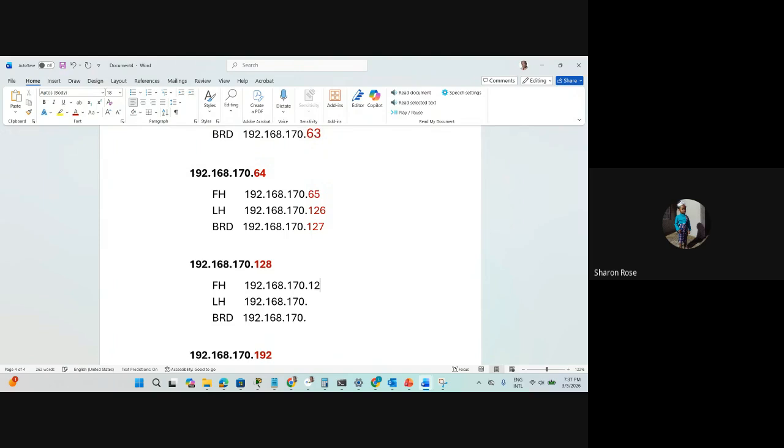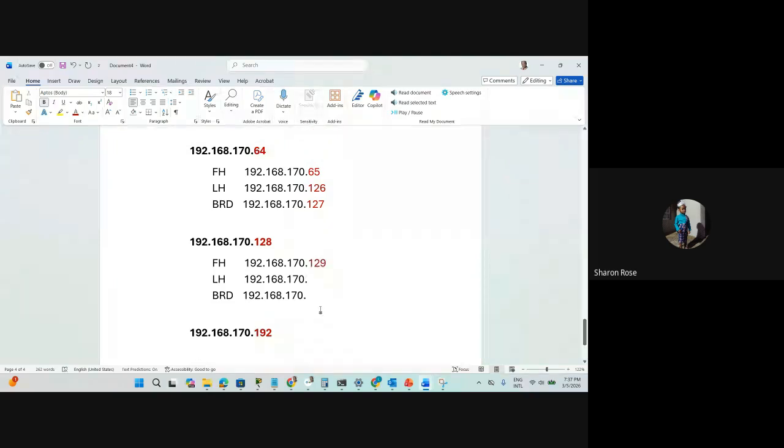Then we skip. In order for us to do the middle one, the last host, we must first find the value of the broadcast one. So it's going to be 192 minus 1. Very good.